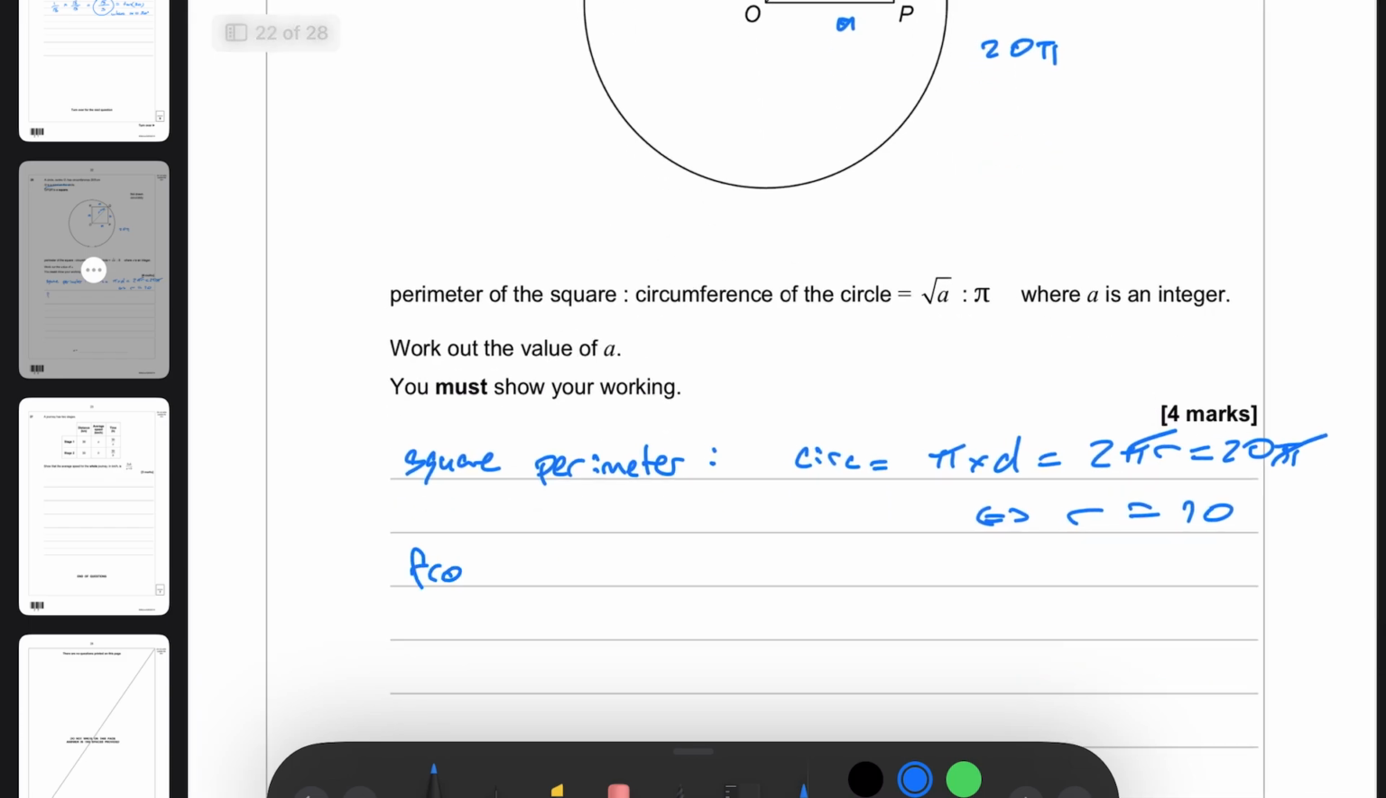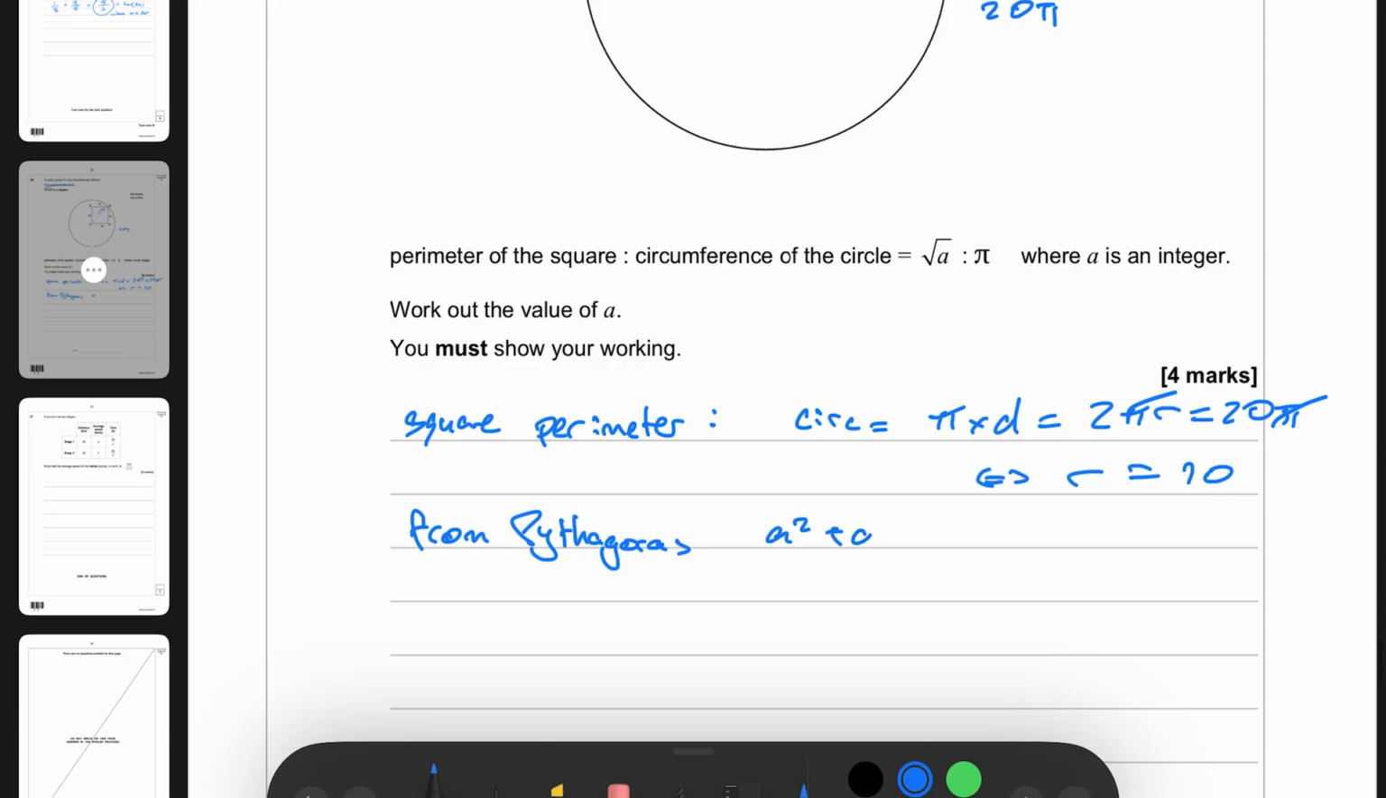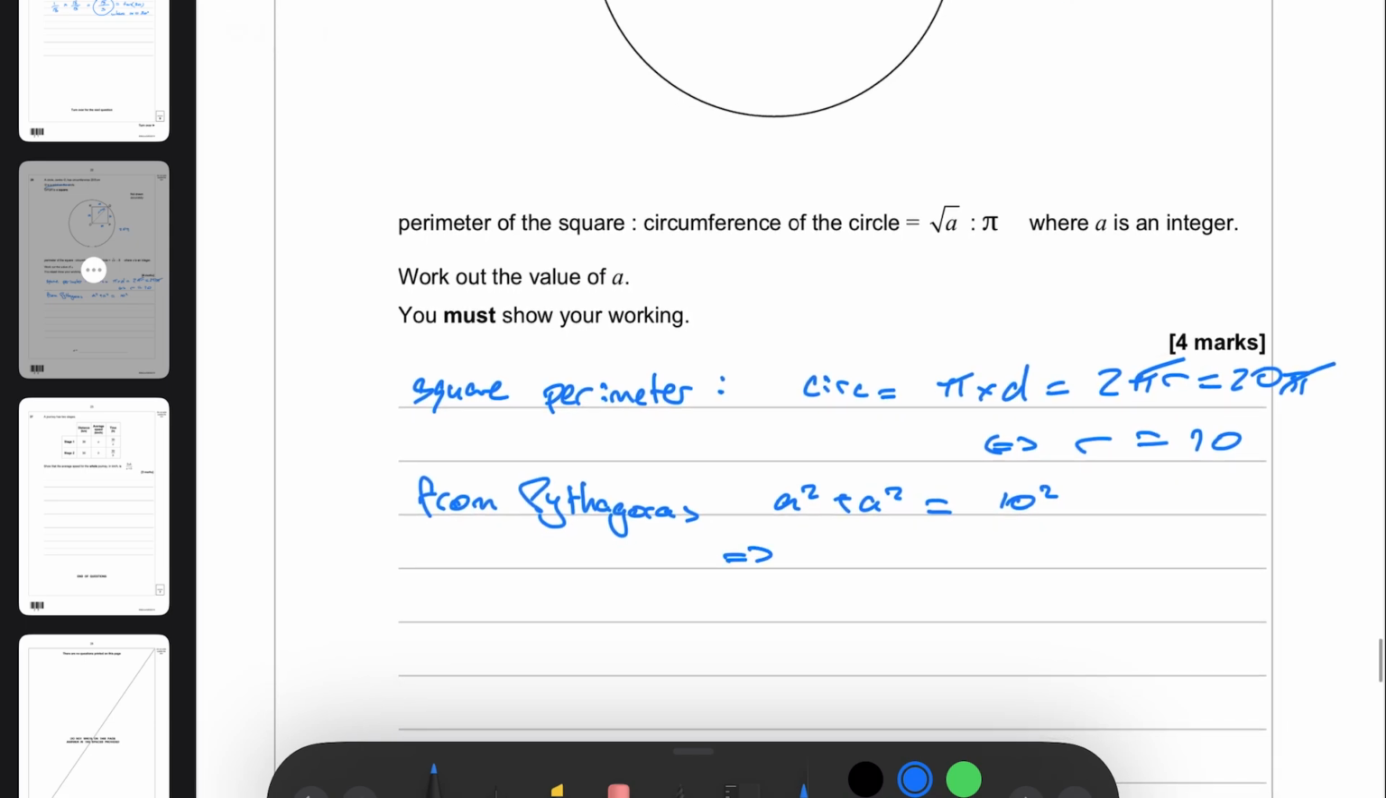So we know from Pythagoras, or Pythagoreus as the Americans like to call it, that a squared plus a squared equals 10 squared, which gives us that 2a squared equals 100, which gives us a squared equals 50. Right, which in turn a is equal to plus or minus root 50. It can only be positive, so plus square root of 50.